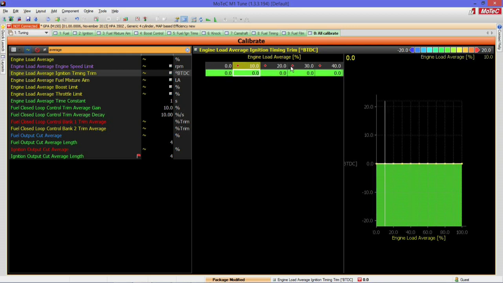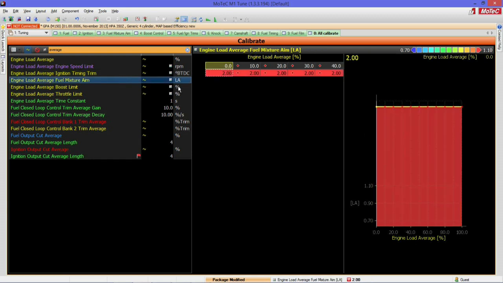So if we full screen the calibrate menu here, we can see we've got our table of engine load average percentage versus our ignition trim. So what we could do here is maybe above 90% we can trim out 2 degrees, and if we get to 100% we could trim out 4 degrees of ignition timing. So that's going to help trim the ignition timing and move the engine further away from potential detonation. At the same time, we can vary the fueling using our fuel mixture aim table here.